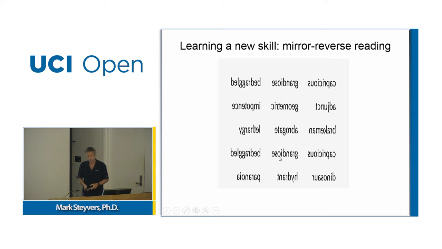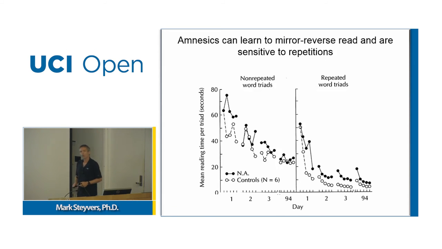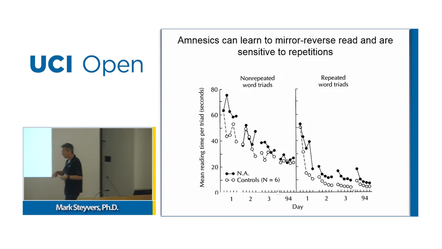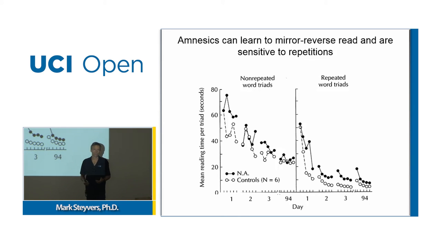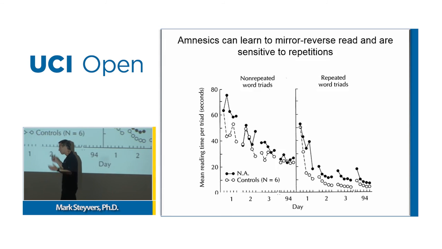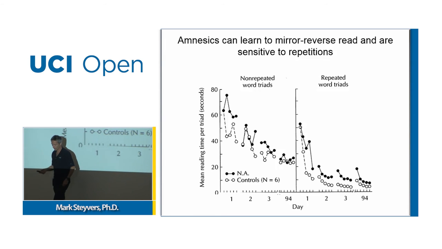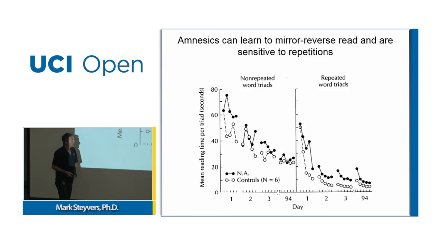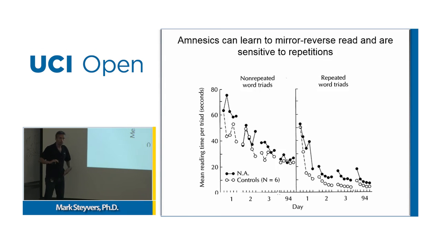Grandiose. So you can do experiments where you learn to mirror reverse read. It's kind of a painful experiment to be in. It's a very unnatural experience. But you can conduct an experiment with this. And you can do this with normal controls, people like you and me. And you can do this with amnesics. In this case, this was done with one patient, N.A., who's a Korsakoff patient, so a severe anterograde amnesic.